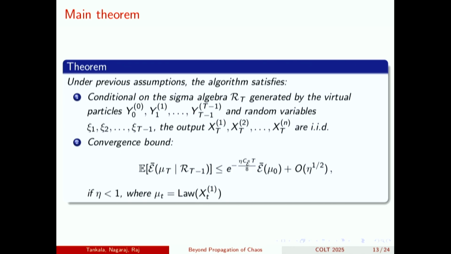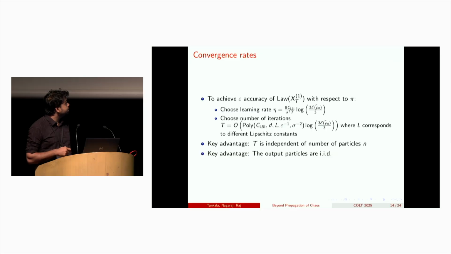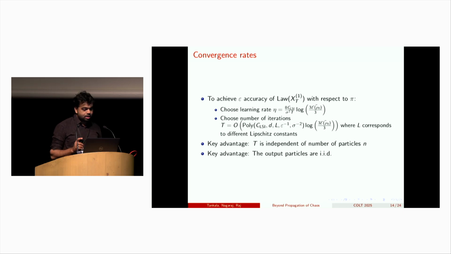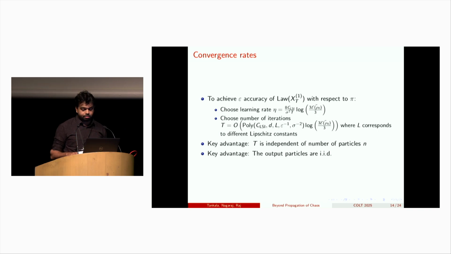So the first term goes exponentially fast, and then eta to the power half is another term that comes because of these other errors. So this convergence rate only depends on, okay, this eta depends on this CLSI that is the property of the stationary measure, or the measure that optimizes this functional, but not on the stationary distribution of the product of empirical measure. And yeah, output particles are IID.